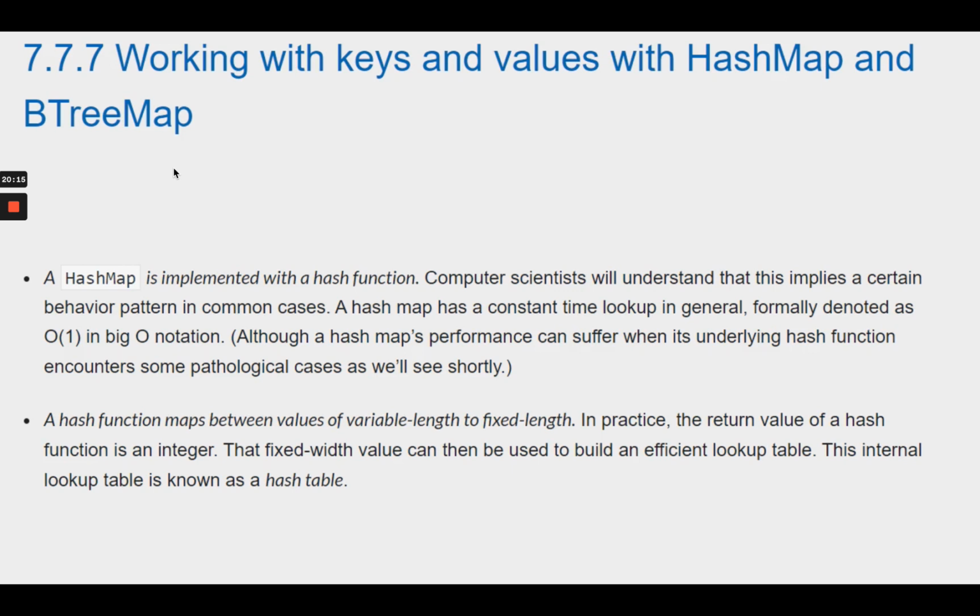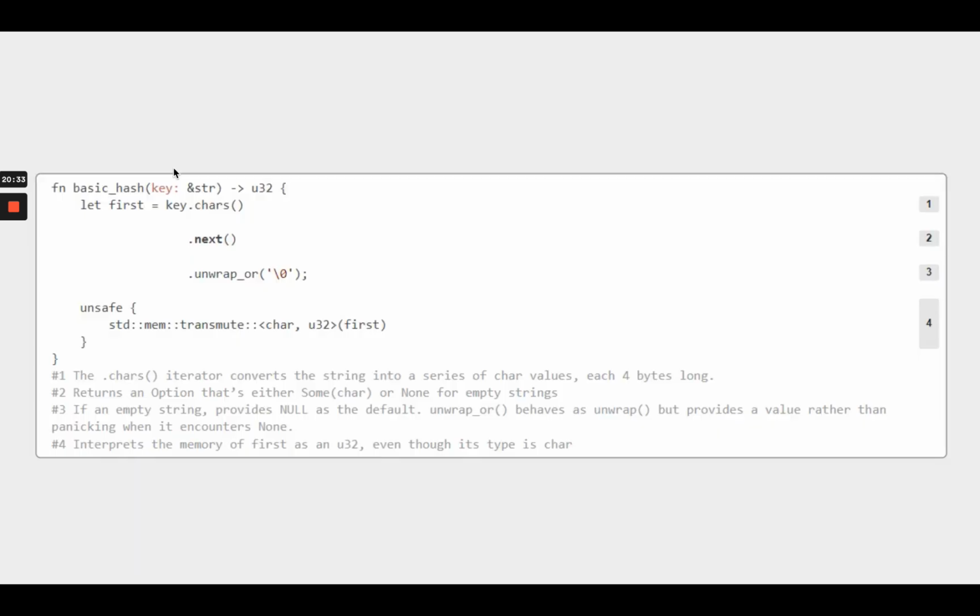A hash function maps between values of variable length to fixed length. In practice, the return value of a hash function is an integer. That fixed width value can then be used to build an efficient lookup table. This internal lookup table is known as a hash table.